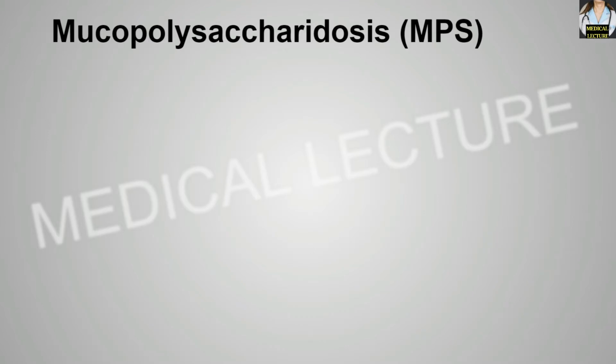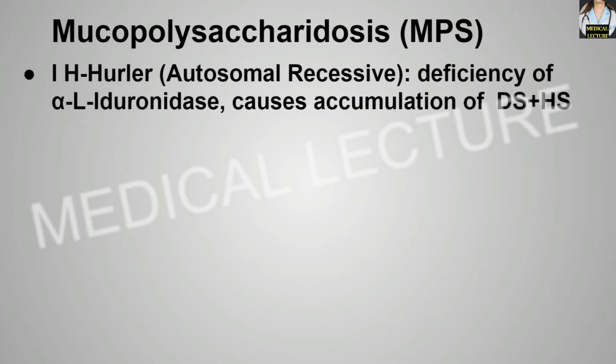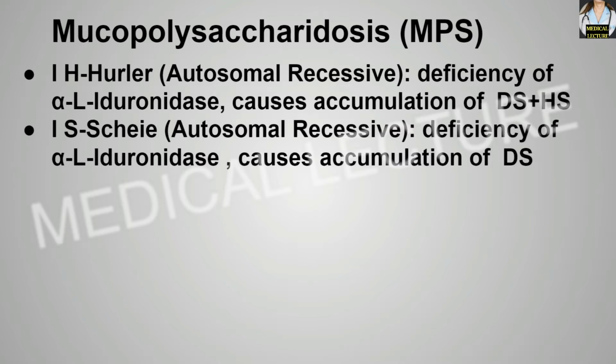Now the very important mucopolysaccharidosis, most commonly and frequently asked during exams. MPS 1H, Hurler disease, is an autosomal recessive disorder with deficiency of the alpha-L-iduronidase enzyme, and this causes accumulation of dermatan sulfate and heparan sulfate. Now 1HS, Scheie syndrome, is an autosomal recessive disorder caused due to deficiency of the alpha-L-iduronidase enzyme and causes accumulation of dermatan sulfate.